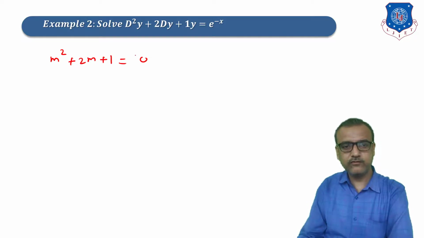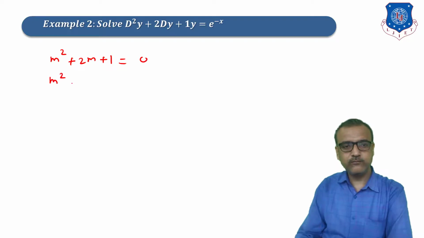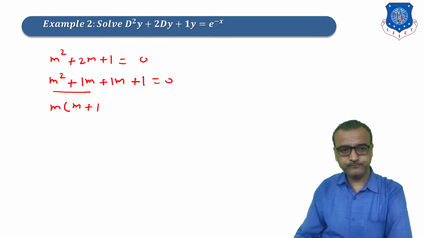Now we will split the middle term, that is 2m. We will find two numbers such that their product is 1 and their addition is 2. So we have 1 and 1, and 1 plus 1 is 2. So m square, we will split 2m as 1m plus 1m, plus 1 equals 0. Now we will take m common from these two terms. So into bracket we have m plus 1 plus, now taking 1 common from these two terms, into bracket we have m plus 1, that is equal to 0. Now taking common m plus 1.